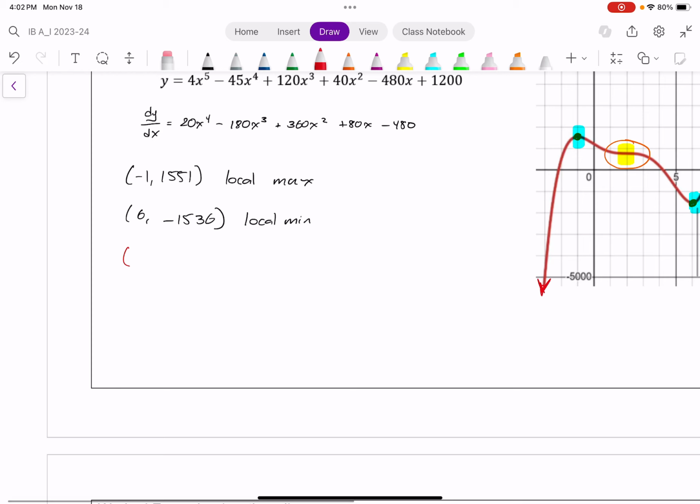So I can tell at 2 and 768 is a horizontal inflection point.